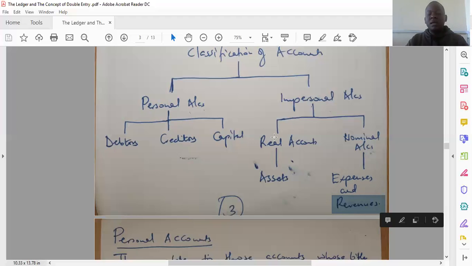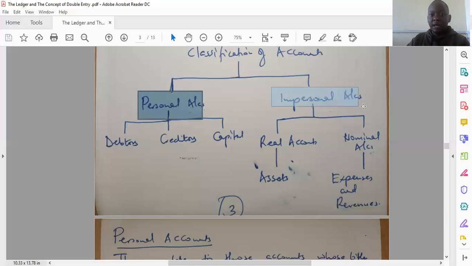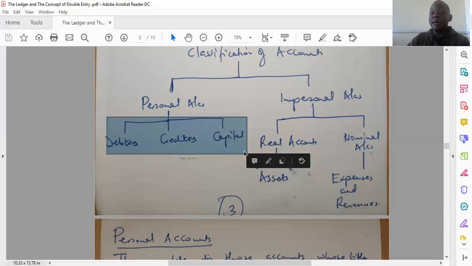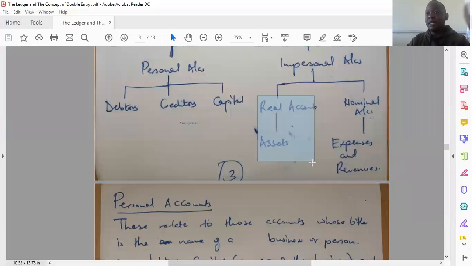So the classification of accounts is mainly into personal accounts and impersonal accounts. Under the personal accounts, we have those accounts under the name of a business or person, that is the debtors, creditors, and capital. And under the impersonal accounts, we have the real accounts, which relate to assets, both tangible and intangible. Intangible assets cannot be touched, like goodwill.